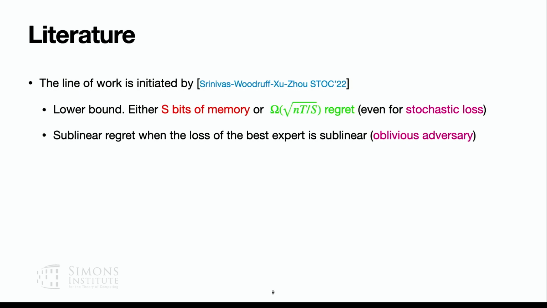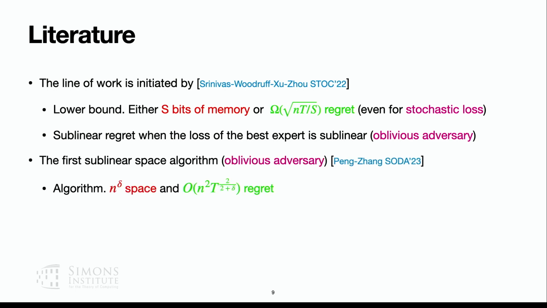So from this lower bound, you can say, first, if you have some memory constraints, then you cannot obtain the optimal regret of multiplicative weight, right? There should be some small polynomial overhead. But on the other hand, if the sequence length T is very large, then this lower bound is not so different from multiplicative weight, only an overhead of square root N over S. In their paper, they also give a sublinear regret algorithm, but they need to assume the loss of the best expert itself is sublinear. And their algorithm is for an oblivious adversary.